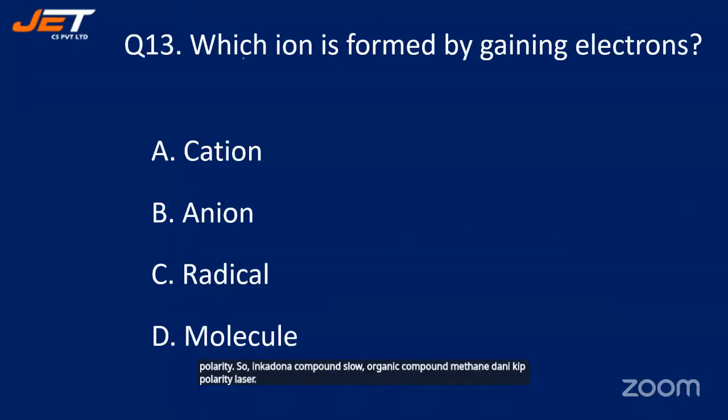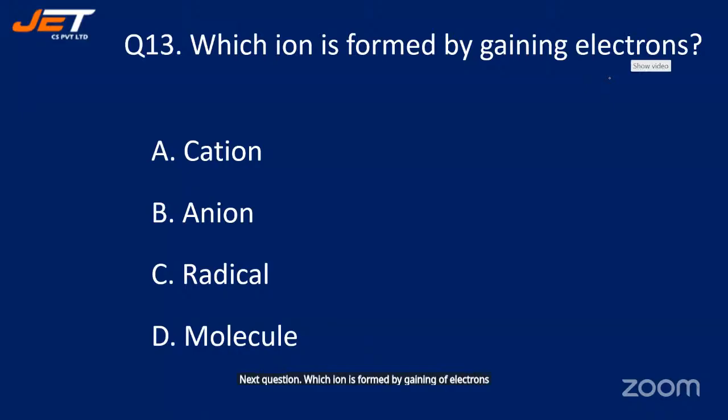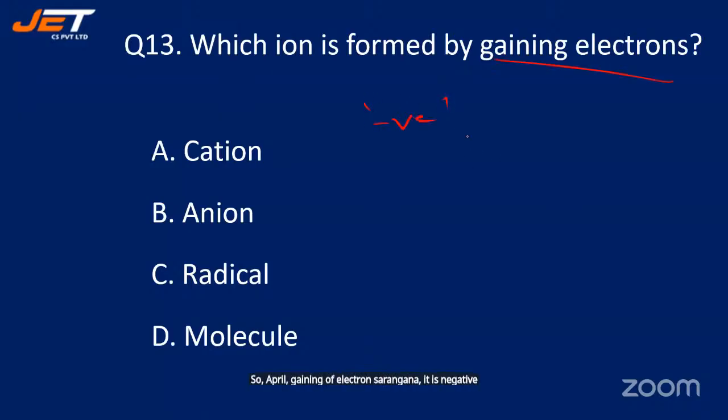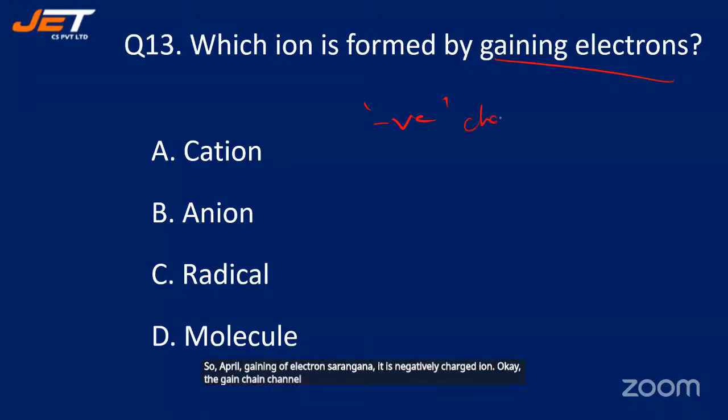నెక్స్ట్ క్వశ్చన్. విచ్ అయాన్ ఈస్ ఫార్మ్ బై గెయినింగ్ ఆఫ్ ఎలక్ట్రాన్స్? ఇందులో ఏ అయాన్ని ఎలక్ట్రాన్ గెయినింగ్ ద్వారా ఫార్మ్ చేస్తాం? క్యాటయాన్, యానయాన్, రాడికల్ ఆర్ మాలిక్యూల్? సో ఎప్పుడైనా గుర్తుపెట్టుకోండి, గెయినింగ్ ఆఫ్ ఎలక్ట్రాన్స్ అనగానే ఇట్ ఈస్ నెగటివ్లీ చార్జ్డ్ అయాన్. ఇది మీకు ఇస్తున్న క్లూ. ఓకే, అది గెయిన్ చేయడం వల్ల నెగటివ్ చార్జ్ అయిపోతుంది. సో ఇందులో నెగటివ్లీ చార్జ్డ్ అయాన్ ఏంటి?